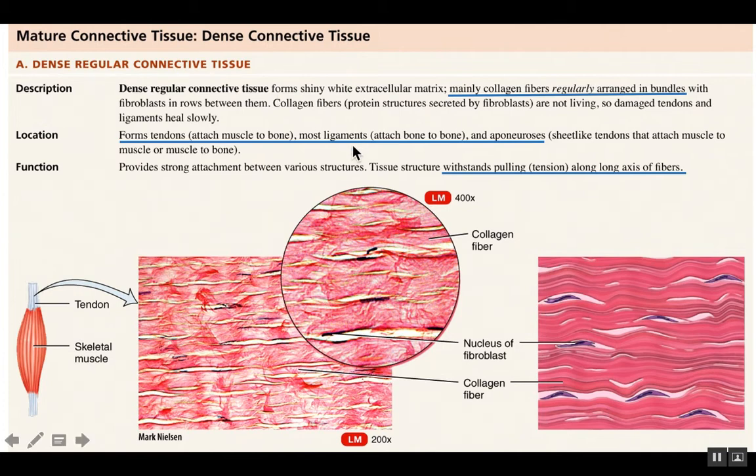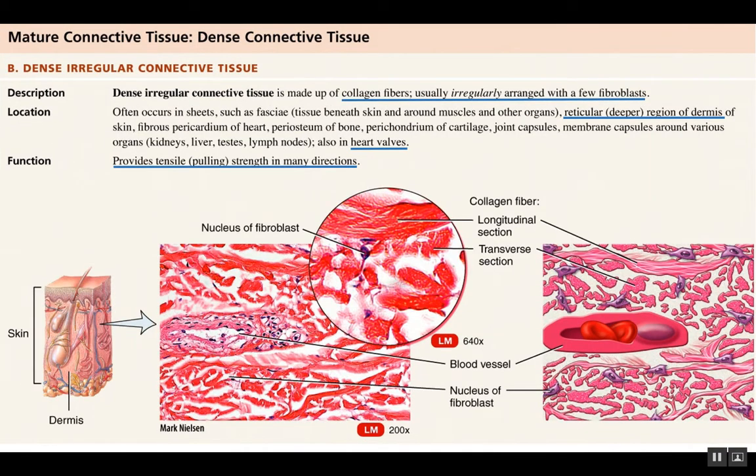Very strong tissue. If you've ever had chicken breasts at home and your job was to cut the little tough tissue out of that chicken breast, that little tough tissue in that chicken breast is a tendon, and it's made up of dense, regular connective tissue.